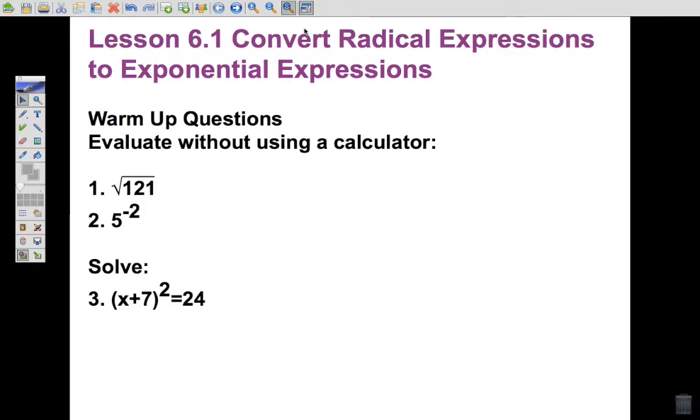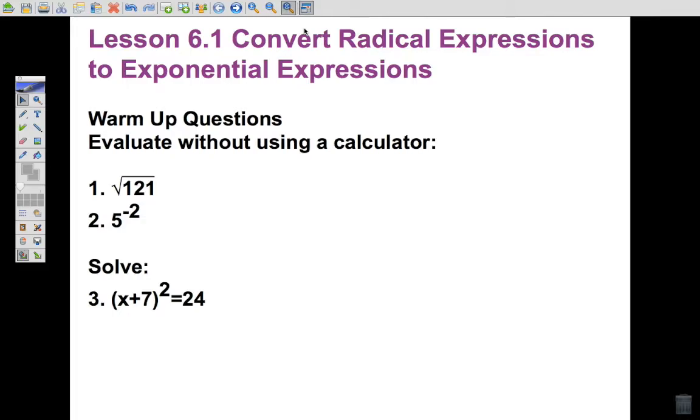In today's lesson, 6.1, we are going to learn how to convert radical expressions to exponential expressions. Actually take them both ways, from radical to exponential and exponential back to radical. So take a look at a couple warm-up questions that you should be able to do without your calculator. Square root of 121, we all should know, is 11.